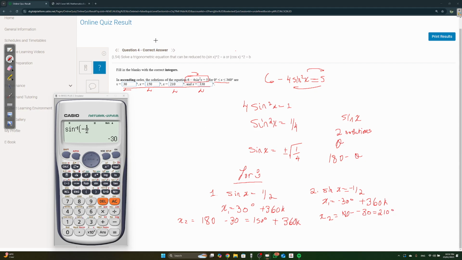So you're going to tell me, why isn't there negative 30 in the answer? Well, I'm telling you, it's between 0 and 360. So this over here is rejected.